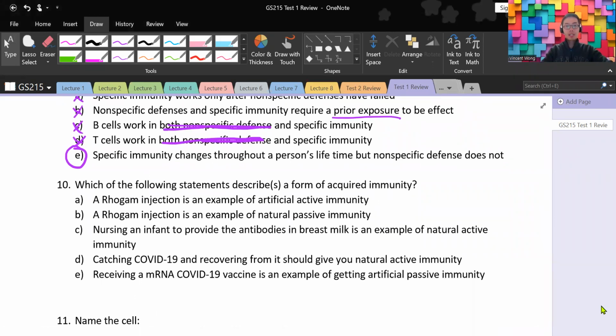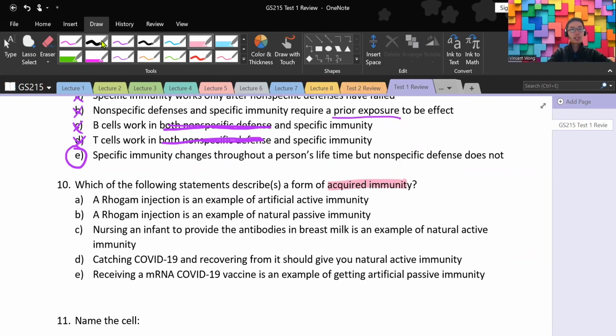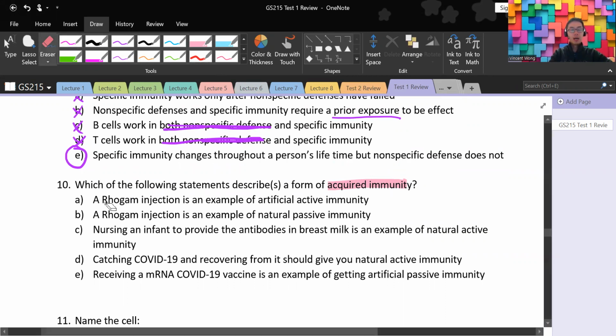Which of the following statements describes a form of acquired immunity? Acquired immunity means that you have to make the antibodies and go through the T cell selection and all that stuff. Okay, so let's go through some of them. A RhoGAM injection is an example of artificial active immunity. That's not true. RhoGAM is for prevention of sensitization. It's not considered a form of active immunity because number one, you didn't produce the antibodies, and number two, it's not used for protecting against a pathogen, right?